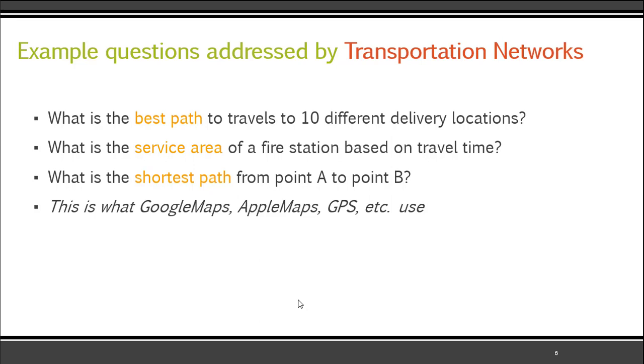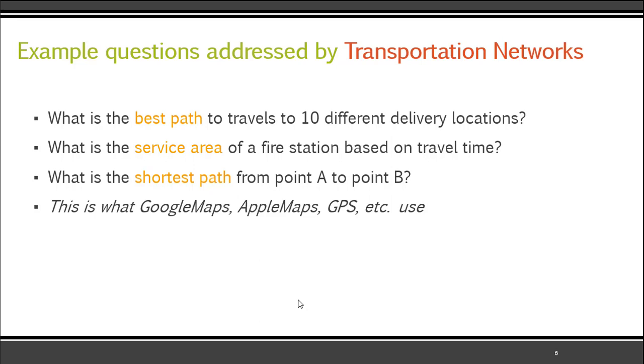So you can find best paths, shortest paths. We're going to talk about other things called location allocation, also origin destination cost matrices. It's all about that network and how those agents can move along the paths, and the rules that you set up for that really drive the different types of questions that you can ask.